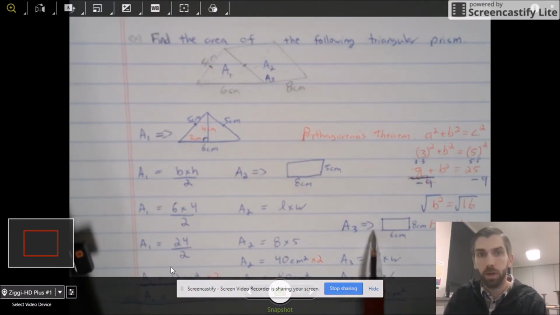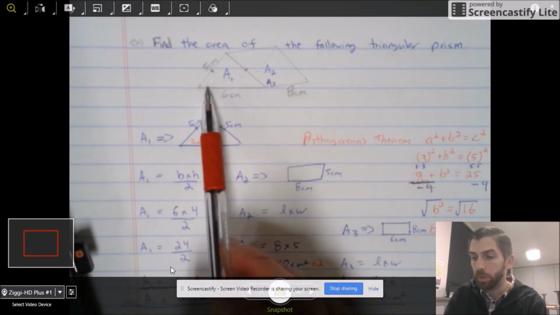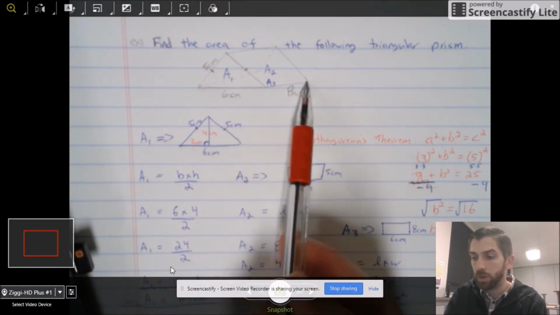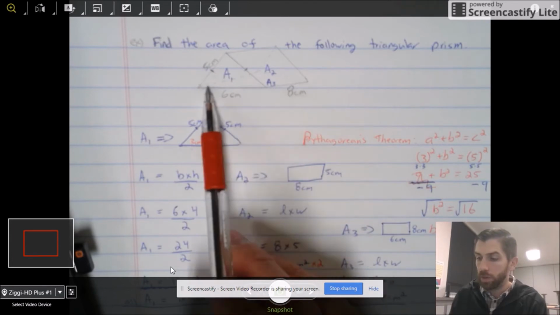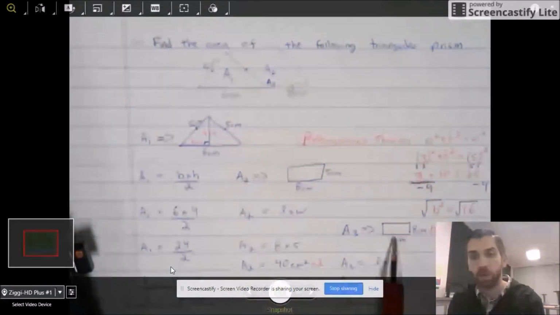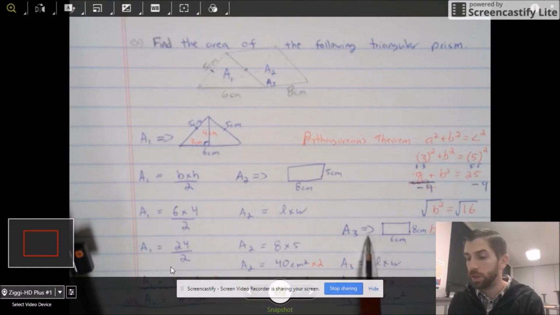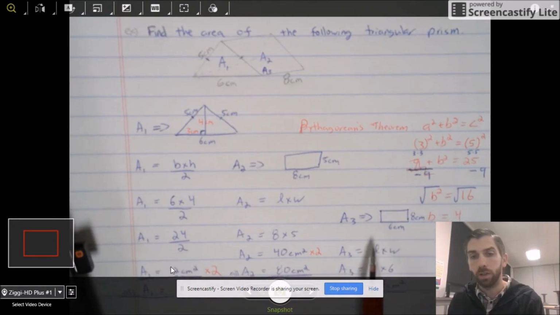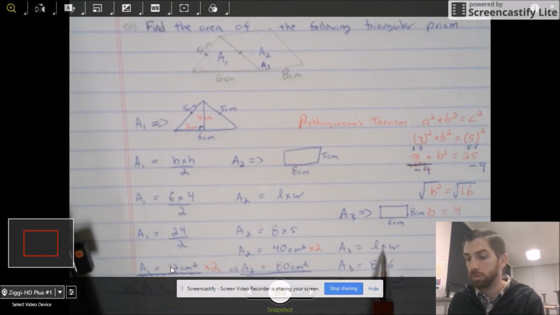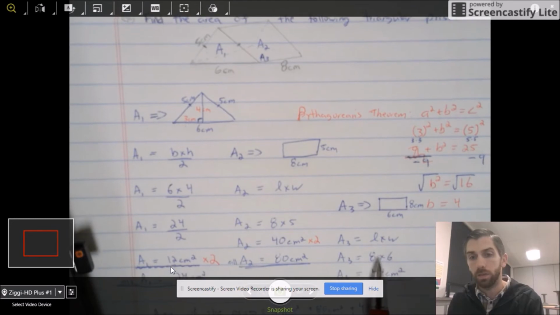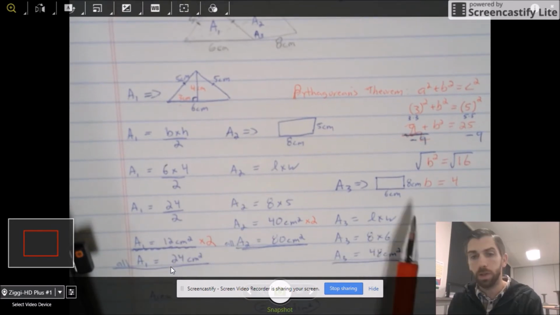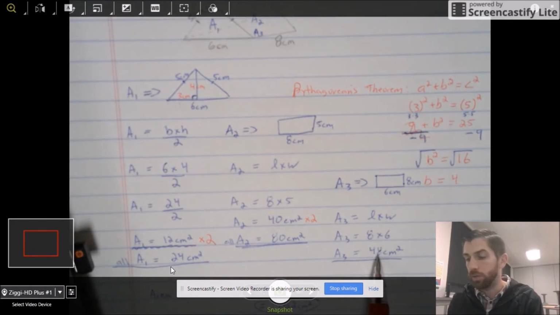So A3 is right up here. I can see it's on the bottom. And the dimensions of this one are 8 centimeters by 6 centimeters. So I'm going to just redraw it right here. A3 is 6 centimeters by 8 centimeters. So remember, area is length times width, which in this case would be 8 times 6, 8 centimeters times 6. 8 times 6 is 48. So that gives me my area of the bottom of the triangular prism.